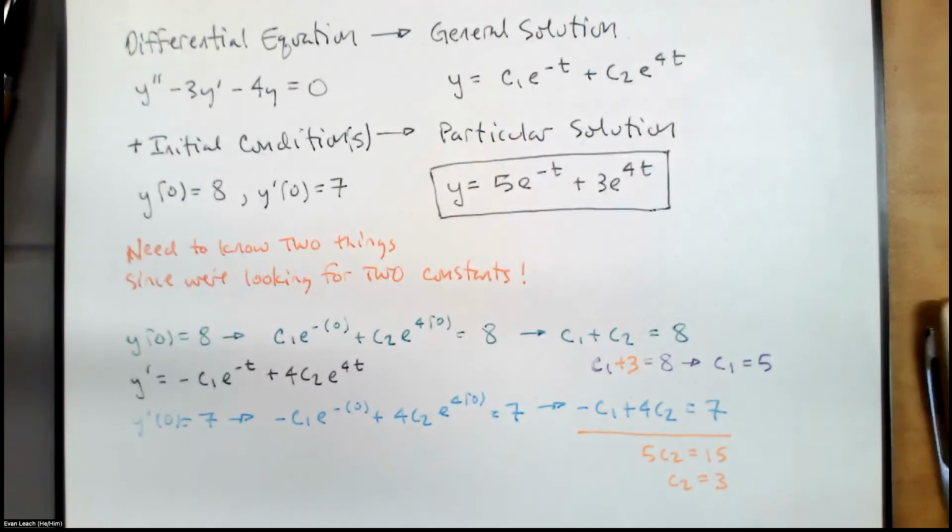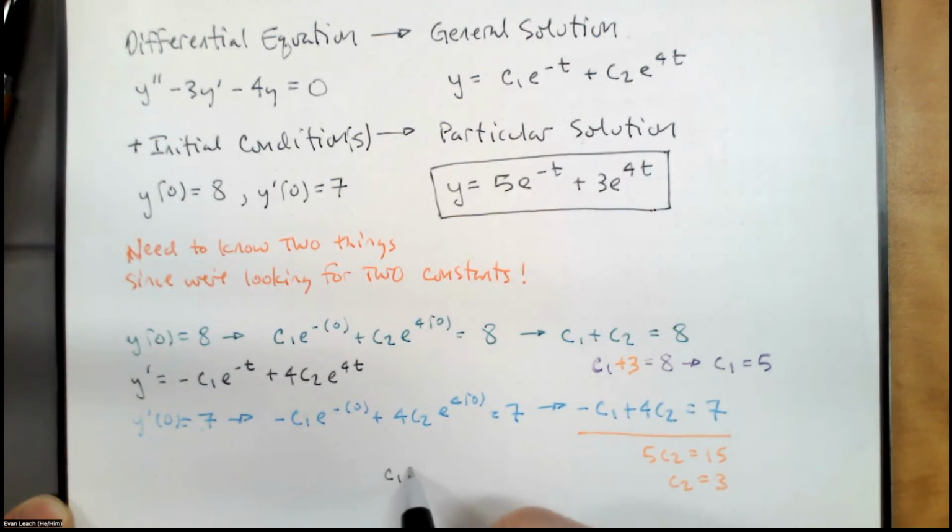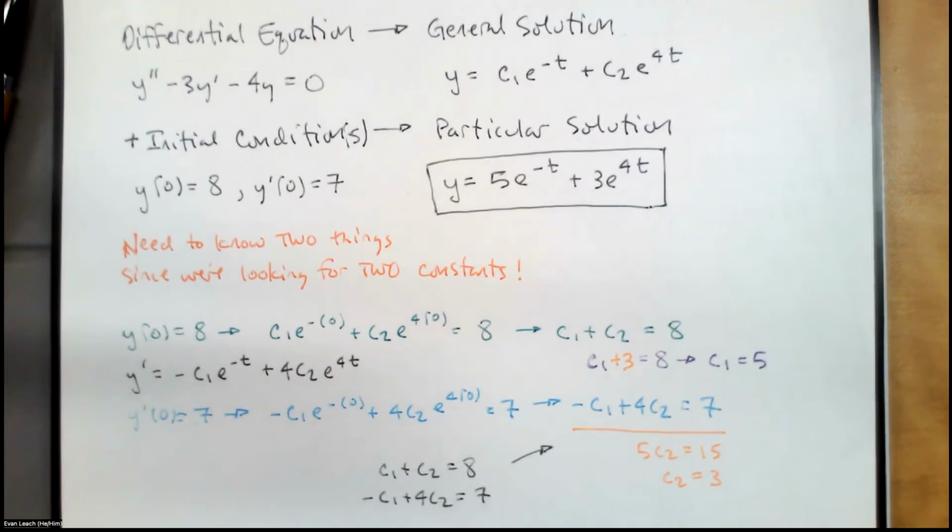Yeah, we were looking at this system of equations. C1 plus C2 is equal to 8, minus C1 plus 4C2 is equal to 7. Is everybody okay?